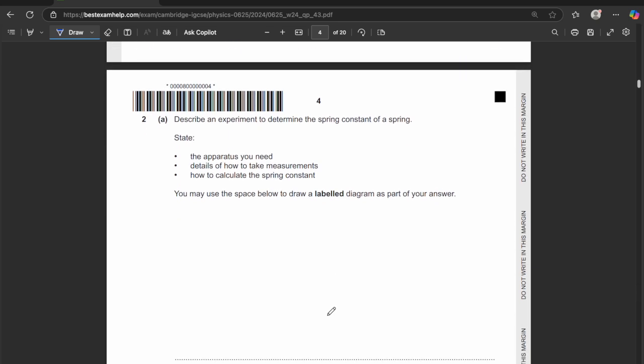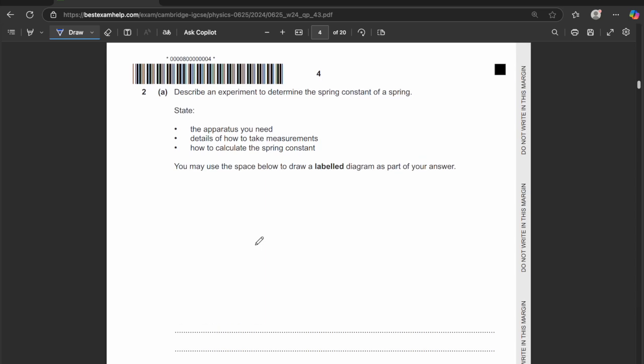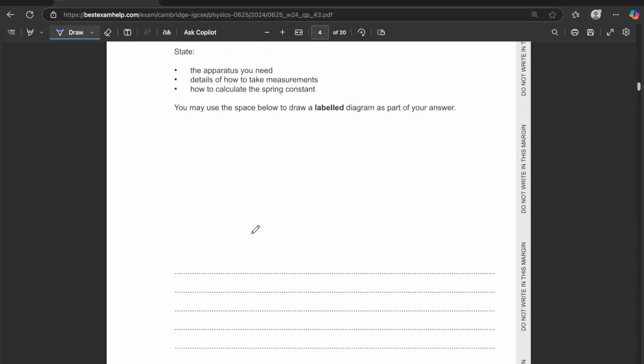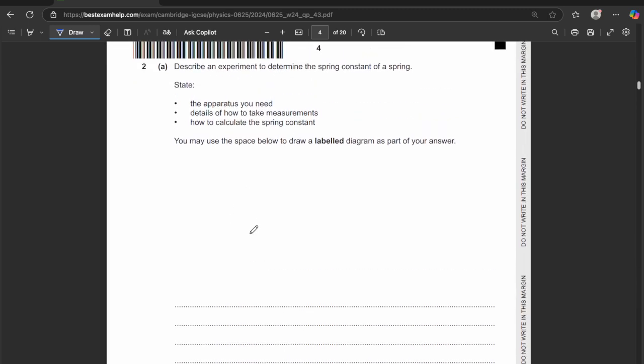2a. Describe an experiment to determine the spring constant of a spring. State the apparatus that you need, details of how to take measurements, and how to calculate the spring constant. You may use the space below to draw a labeled diagram as part of your answer.